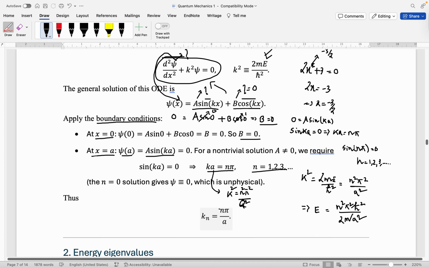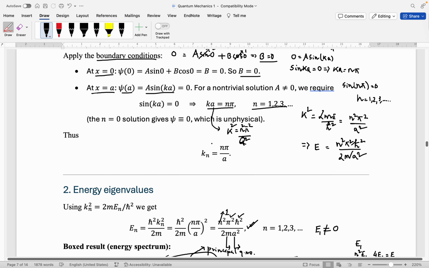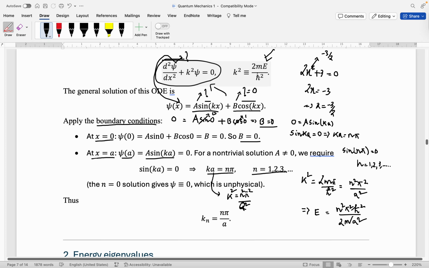Okay, but we need energy. For energy, k square is 2me by h cross square. So in place of k, I can write down k square. So what will be k square? K square is equal to n square pi square by a square. And what is k square before? 2me by h cross square. We have just written it here.